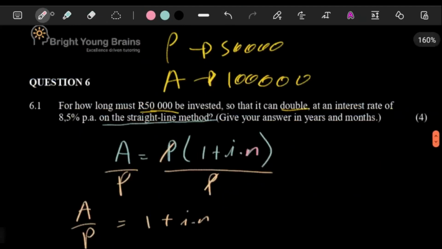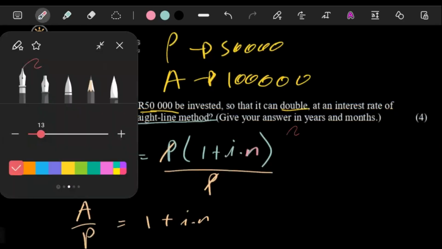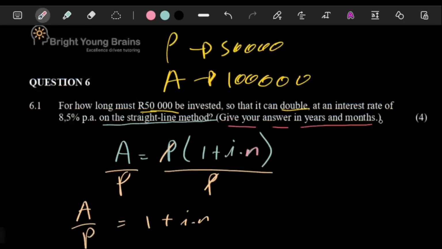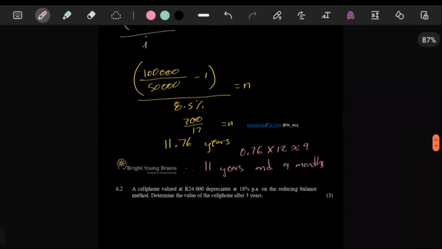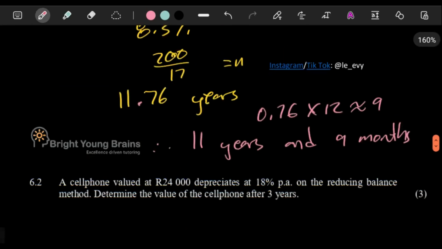Oh, they did. I think my subconscious probably saw this. Maybe not. Maybe it's just a habit for me. So they say give your answer in years and months, right? So the years we have given them 11, and then the months we said just take this value, the 0.76, and then you have to multiply that by 12 months.